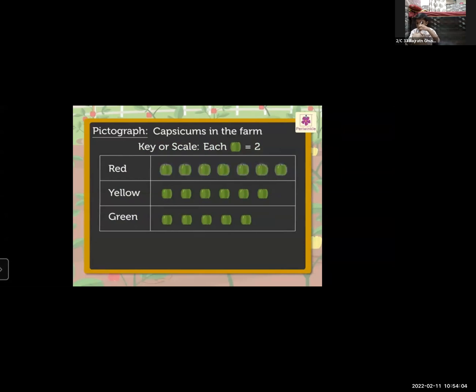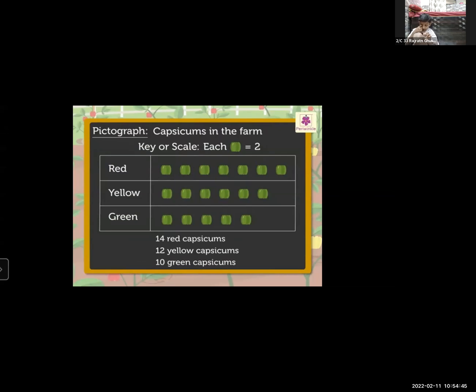There are 7 red capsicums. That means 7 multiplied by 2 is equal to 14 red capsicums. Accordingly, we can find out the yellow and green capsicums. There are 12 yellow and 10 green capsicums on the farm. Hence, from the pictograph, we can say there are 14 red capsicums, 12 yellow capsicums and 10 green capsicums on the farm.